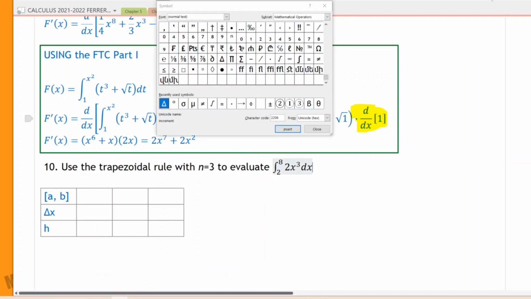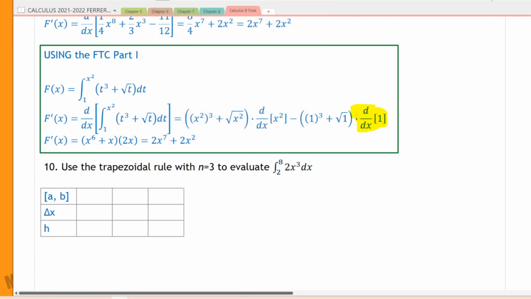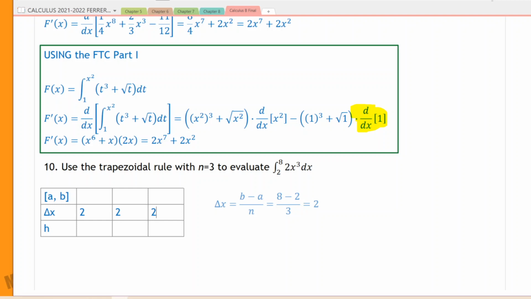So one way that you can do this is to figure out your delta x, and your delta x equation is going to look like this. It's b minus a over n, and if we have 8 minus 2 over 3, that means my delta x has got to be equal to 2. So we'll just go ahead and put 2 for all of our delta x's, since we just solved for it.